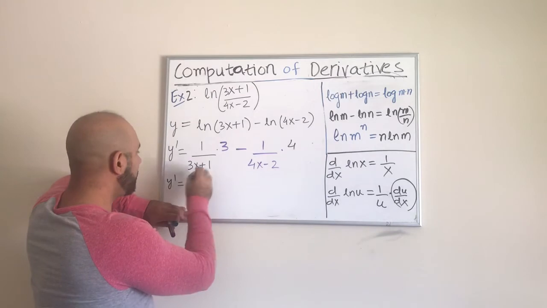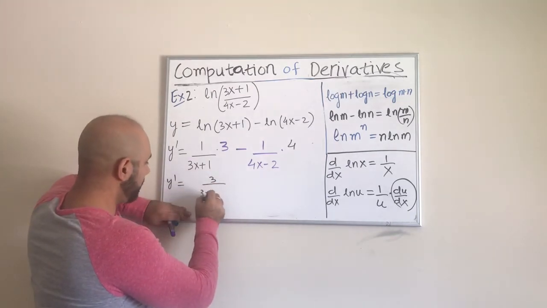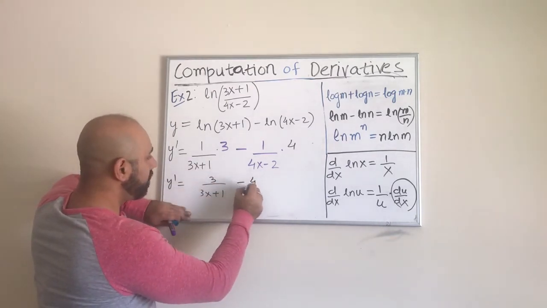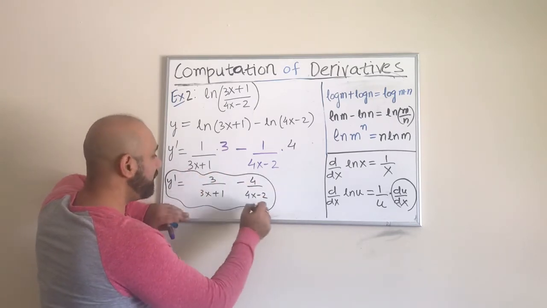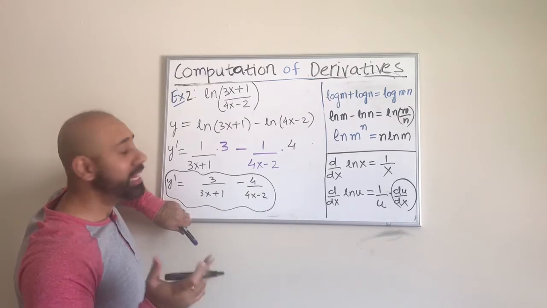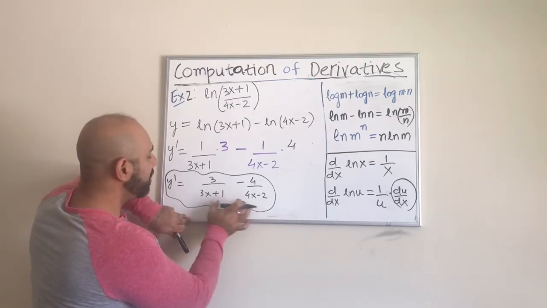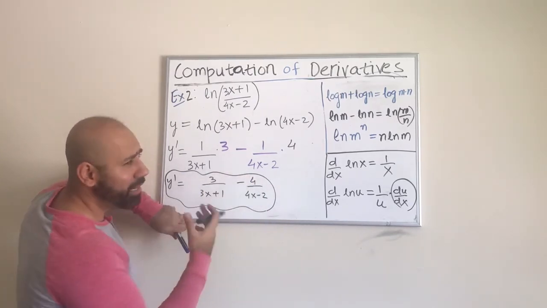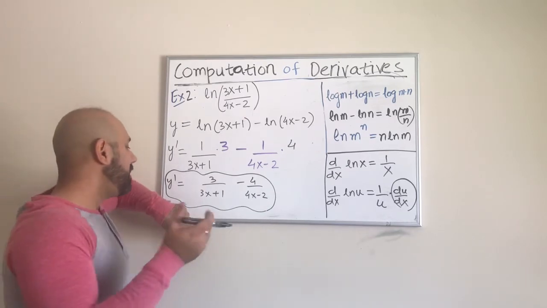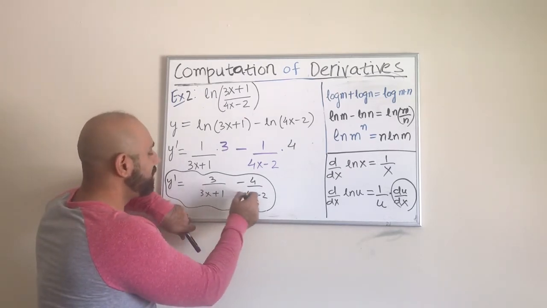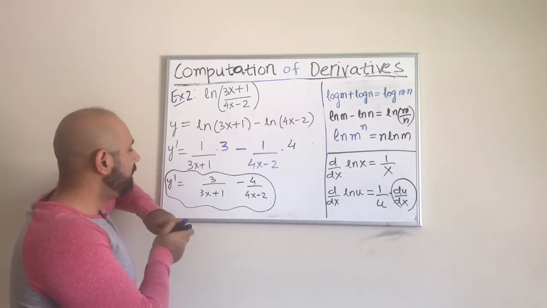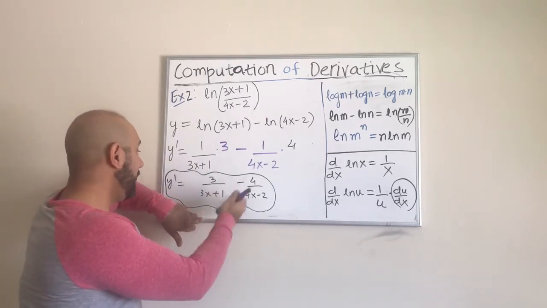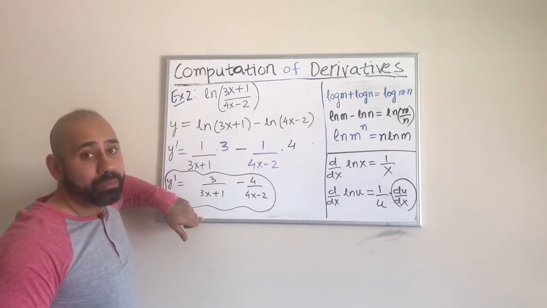Simplifying further, guys, this is going to be 3 over 3x plus 1, and this is minus 4 over 4x minus 2. Guys, you can stop right here, but if the answer is slightly different than this, then sometimes what they like to do is create the common denominator so that they can combine the numerators. You can multiply this by 4x minus 2 and this by 3x plus 1 and then combine those. I'm not going to do it right here, but if you want, you can do it. But if you leave the final answer like this, that should be fine as well.